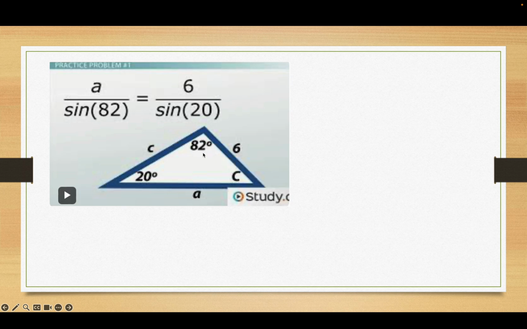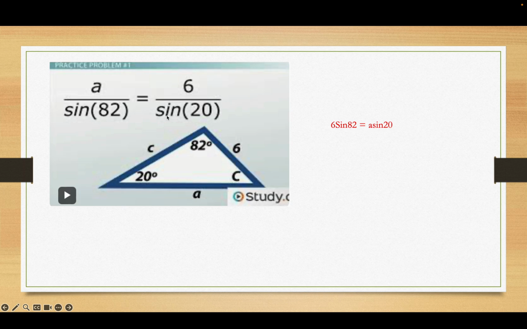In this problem, remember, A is across from the 82, and 6 is across from the 20. And of course, big C is across from little c and vice versa. So how would you solve this? If I wanted to find A, I would say A is to the sine of 82 as 6 is to the sine of 20. Always looking for situations where I know everything except one variable, in this case the A. So when I cross multiply, it's 6 times the sine of 82. And I write it that way. I want that 6 in front, so I don't think the 6, if I put it at the end, I might think it has something to do with the angle, and it does not.